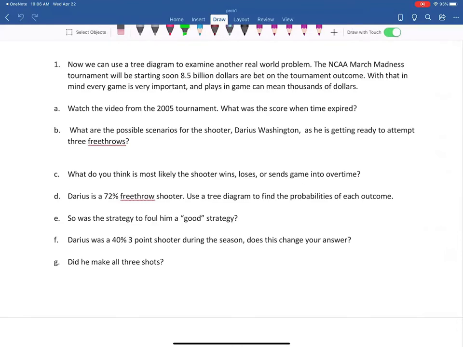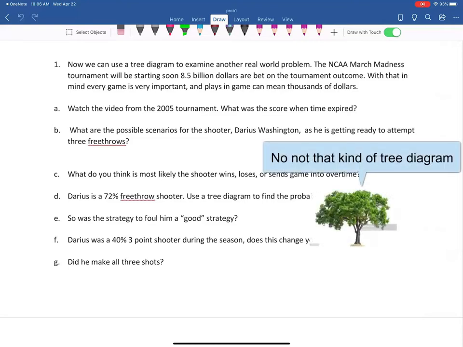A, B, and C are things that you should be able to come up with, so I'm not too concerned about that. D, the tree diagram, I just kind of want to make sure that you got that figured out.